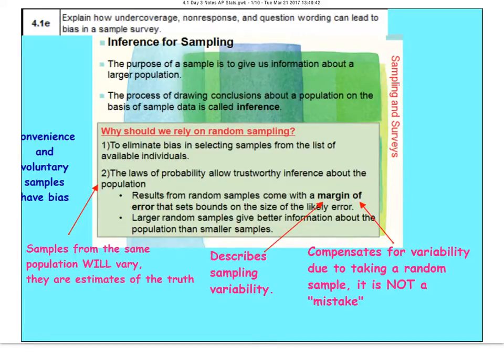Remember, we talked earlier about convenience samples and voluntary samples. Those have bias. They're not really good methods to use. Only your SRS, your stratified samples, and your cluster sample methods are good, adequate methods to use because they really work at eliminating the bias in your study.